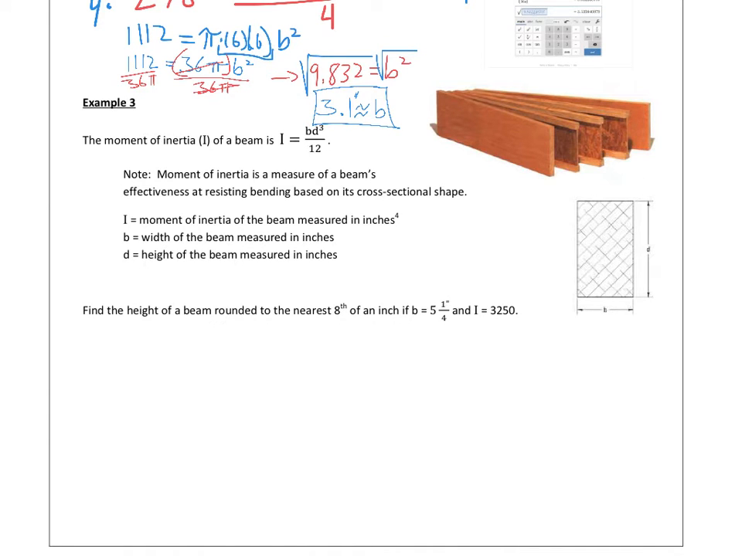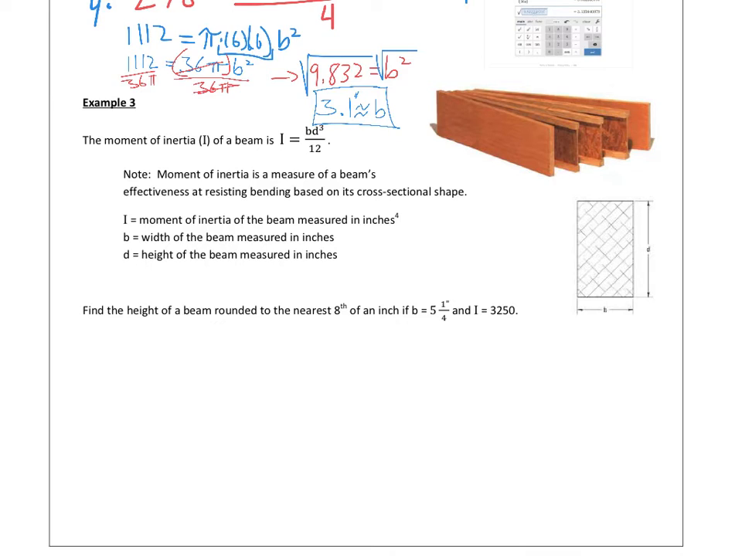Here's another formula we've seen before. This moment of inertia, which tells us how stiff a beam is. It's a measurement of will a beam bend or not. All right, so we've got these beams that hold up a floor. We want to know if they'll bend. So here's a situation. We've got the formula. We know where this is. I is the moment of inertia. B is the width of a beam. D is the height.